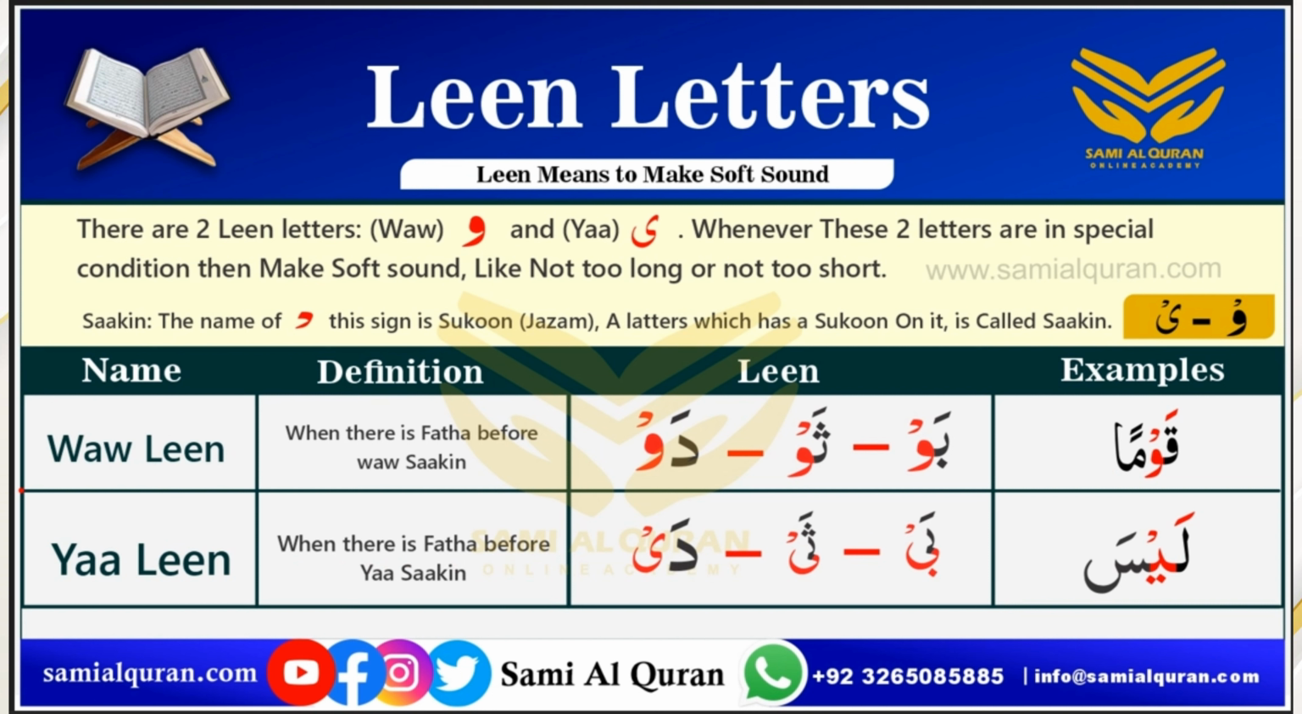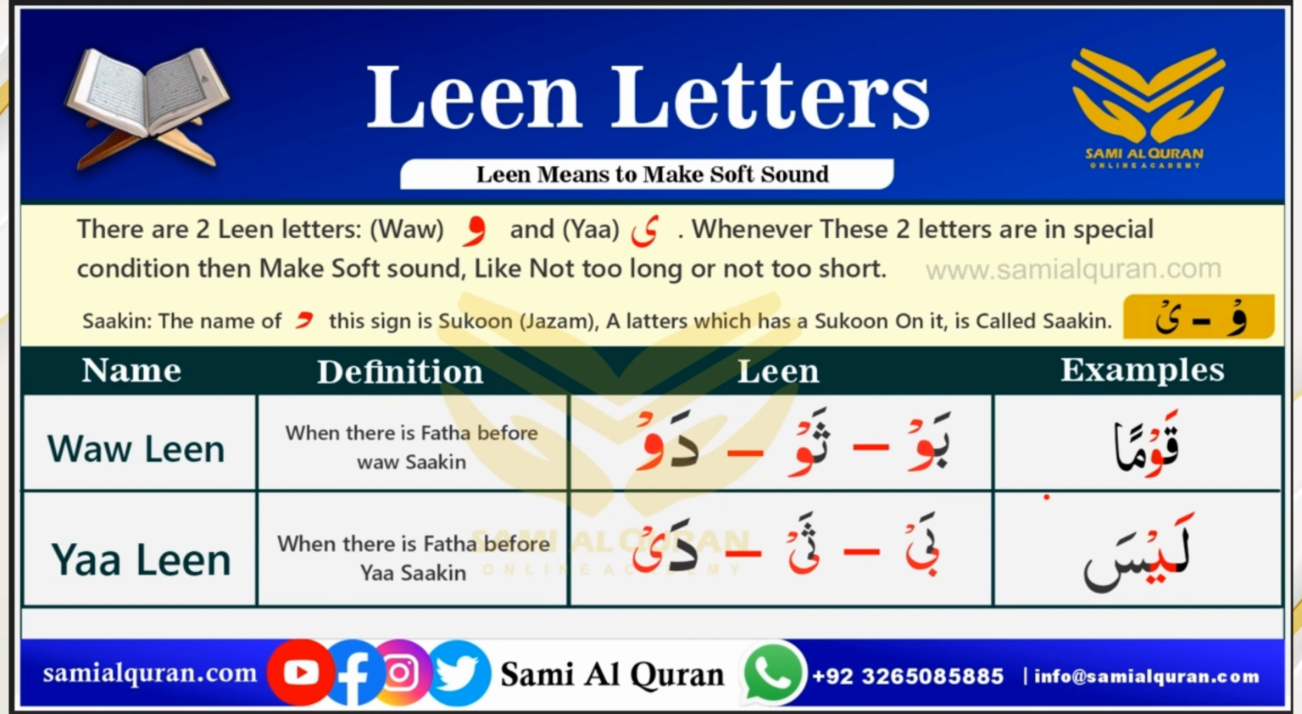So the second is ya leen. What is ya leen? So when there is fatha before ya sakin, it is called ya leen. So now here you can see the condition of ya leen. So here this is ya sakin and before it coming here fatha, so it is ya leen. This is the condition of ya leen. So here we read ba ya fatha bay, ba ya fatha bay. And the second is tha ya fatha thay. And here dal ya fatha day.